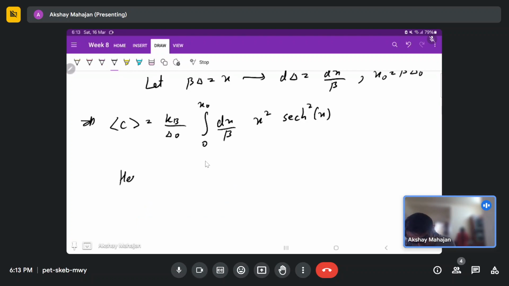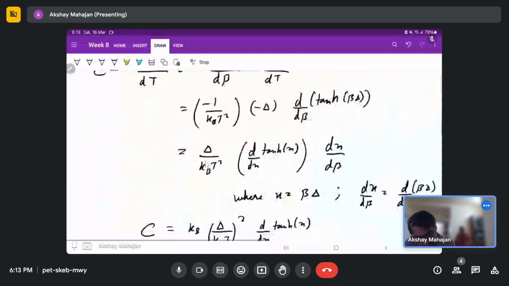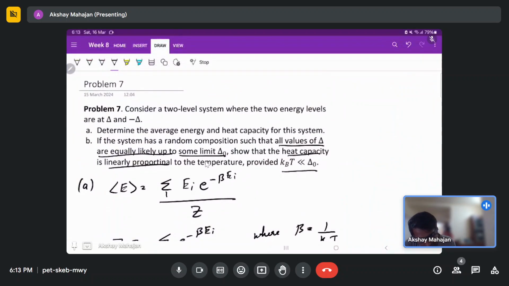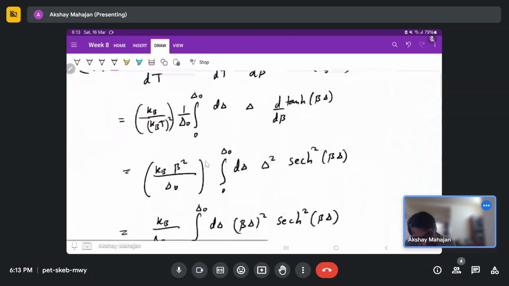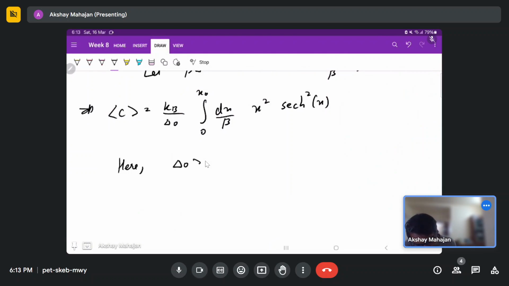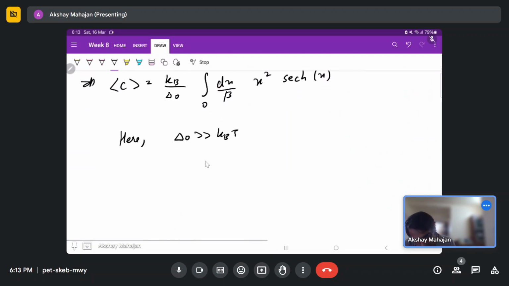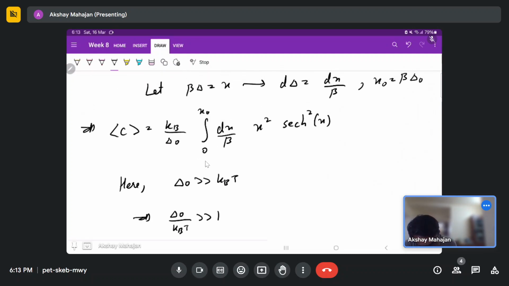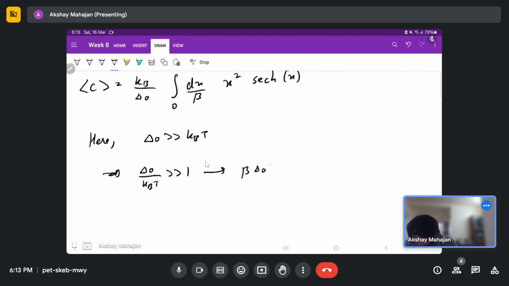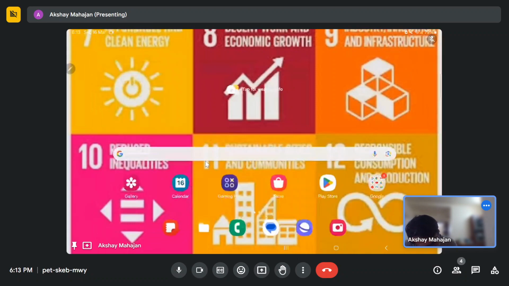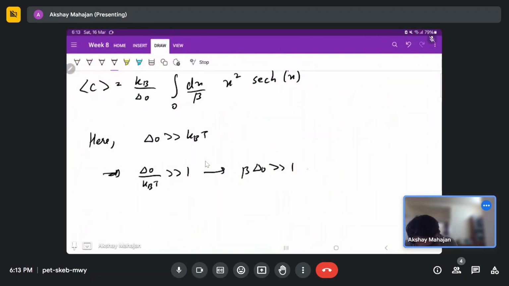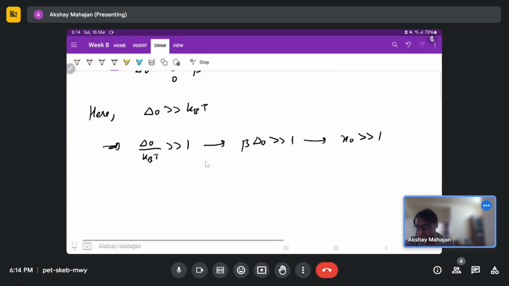Now here, the limit that is given to us, we have to find. We have to show that the heat capacity is linearly proportional to temperature in this limit, kBT is much less than delta naught. So here delta naught is much greater than kBT. That means delta naught by kBT is much greater than 1, which is basically beta times delta naught is much greater than 1. Or you can say that this x naught is much greater than 1, because x naught is basically beta times delta naught. So basically the limit is x naught much greater than 1.